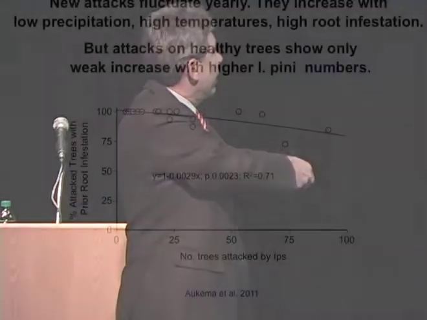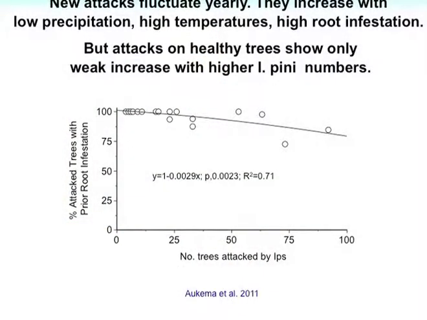But when we look at the percentage of attacked trees that had prior root infestation as a function of number of attacked trees, we really don't see much positive feedback. Even when the IBS numbers get very high, almost all of the trees it's picking had this kind of stress. And I can say from experience, when these droughts are over, they go right back to being along the rings of these pockets.